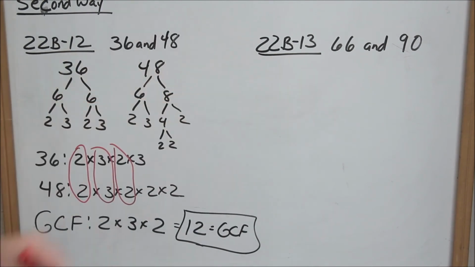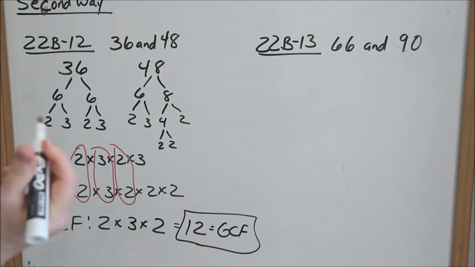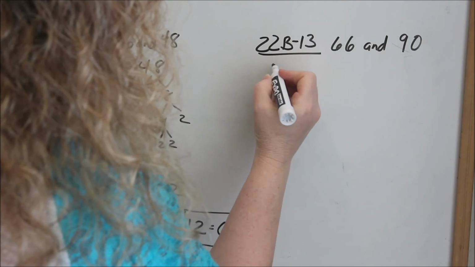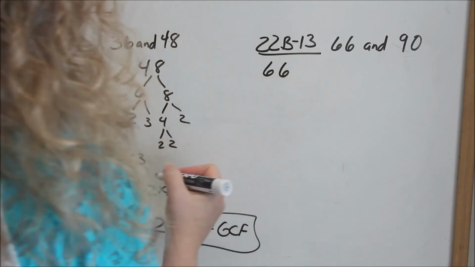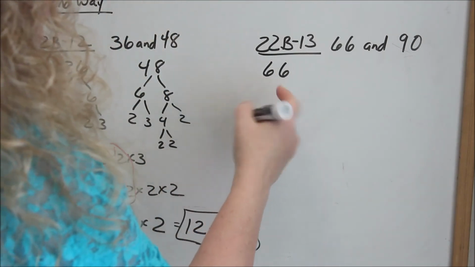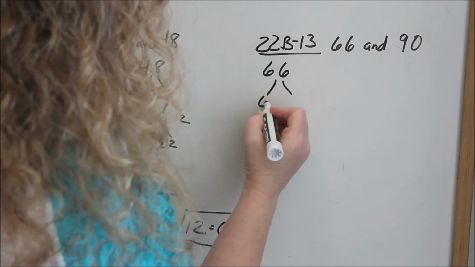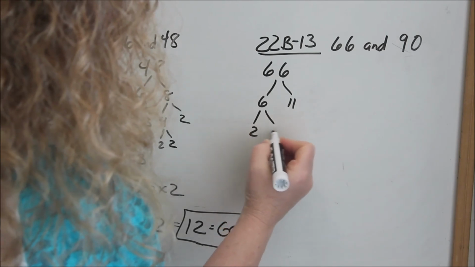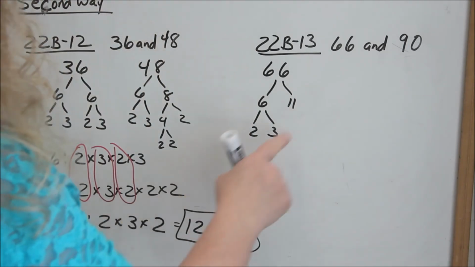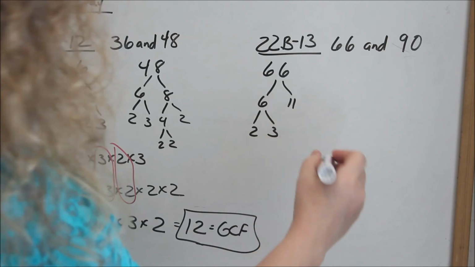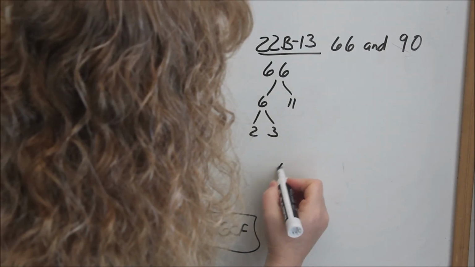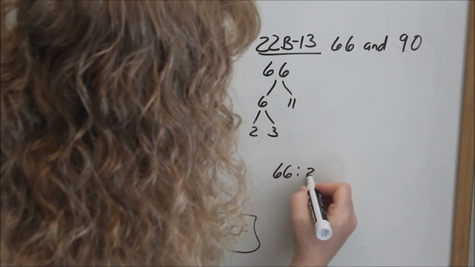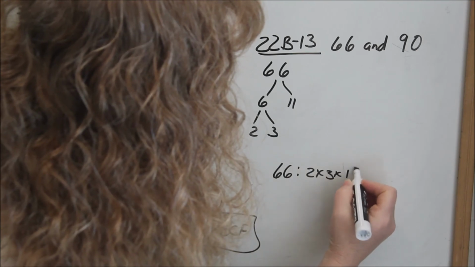Okay, look at 22b, number 13. We're going to do the greatest common factor of 66 and 90. So in the second way, you start out by making a factor tree because we want to list the prime factors of each number. So 66, I can break that down into 6 and 11. I can continue breaking down 6 into 2 and 3. Now I'm at prime numbers. I can't break 11 down anymore. So the prime numbers for 66 are 2 times 3 times 11.